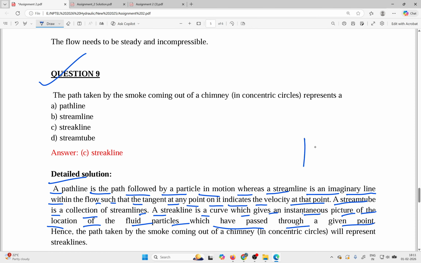So in the chimney, you just remember, from this particular point. That is the main thing, from a given point. Hence, the path taken by smoke coming out of a chimney in concentric circles will represent a streak line. So hope you were able to understand. Very simple words to read.